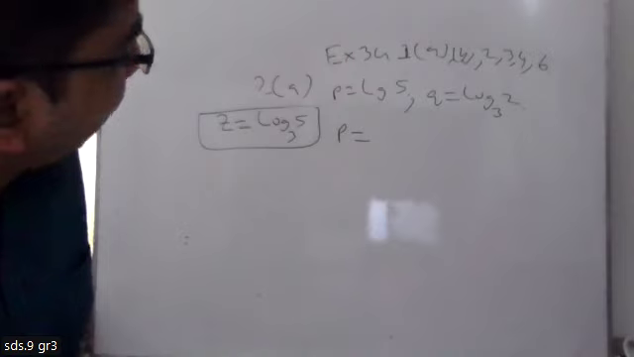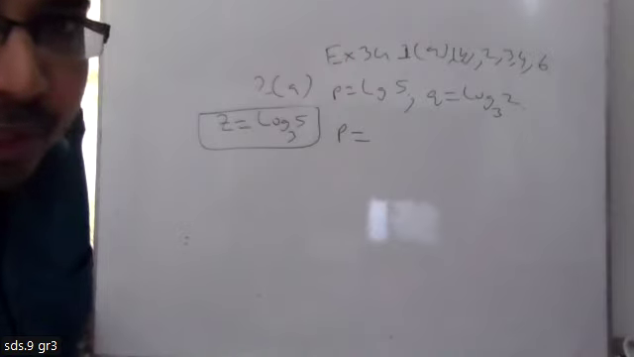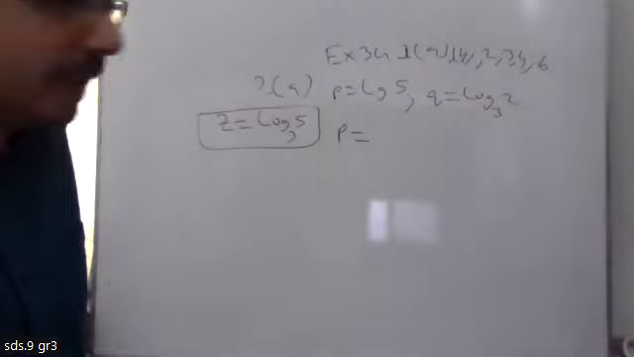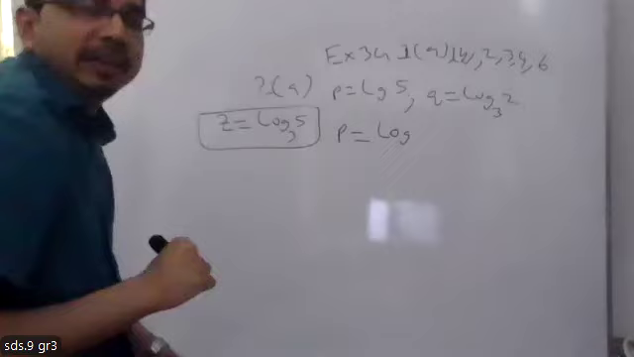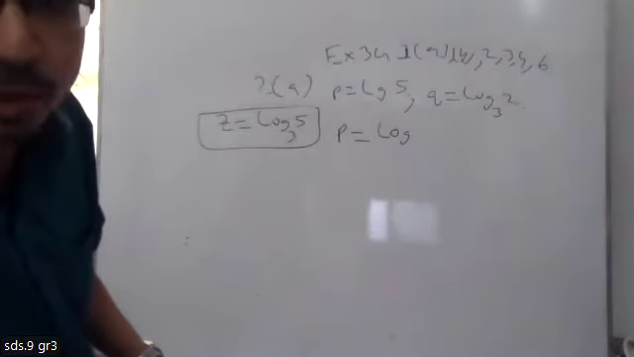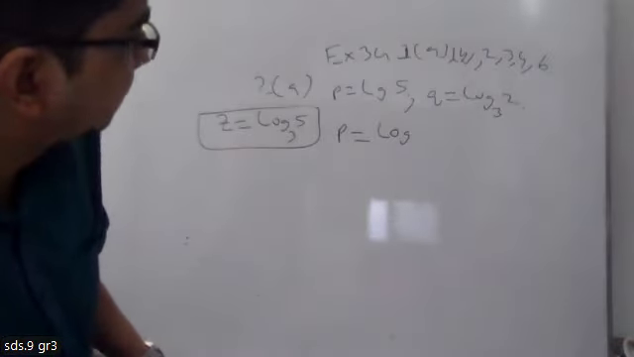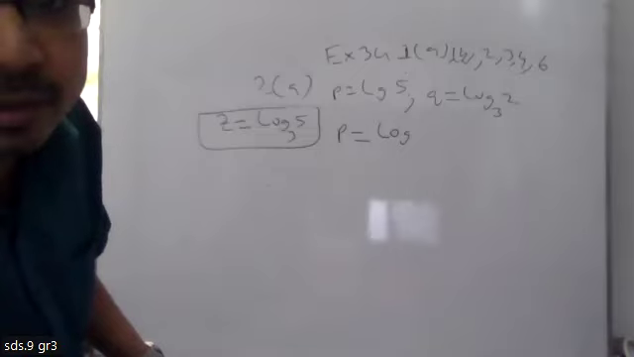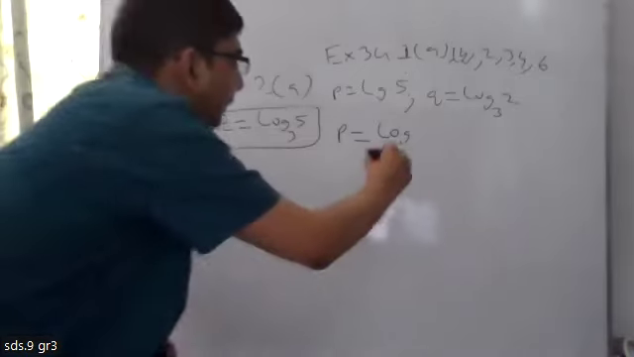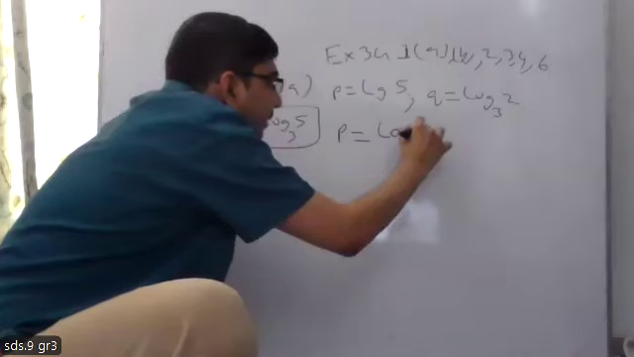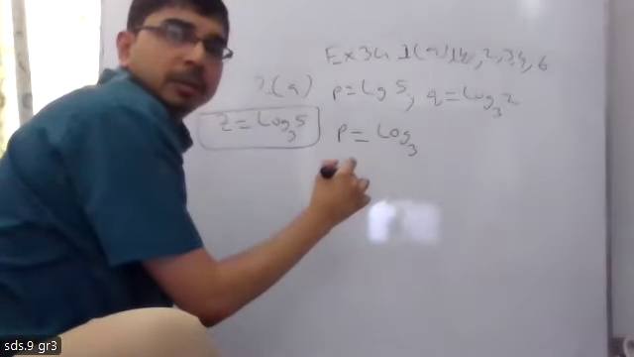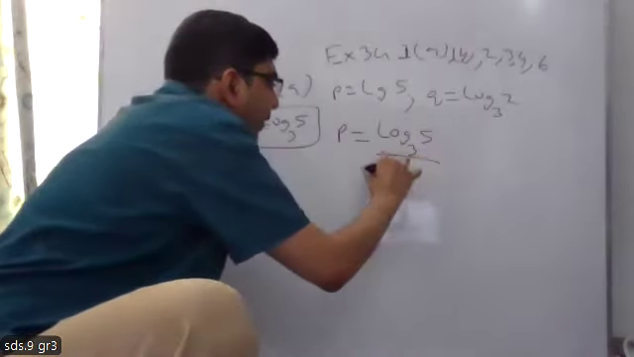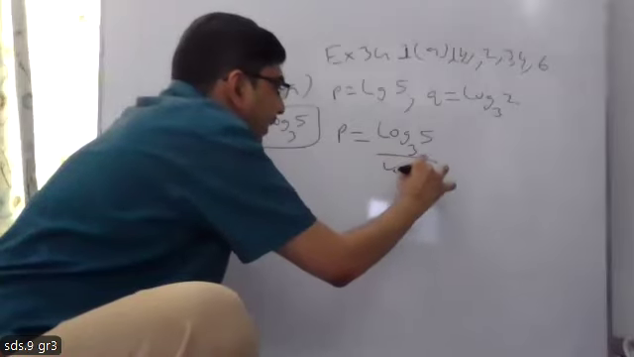Can I do that? Yes, any problem? So I can convert this to base 3, right? So what is it going to be? If I convert log 5 base 10 to base 3, what do I write? Yes, log base 3 of 5 divided by log base 3 of 10. Okay.